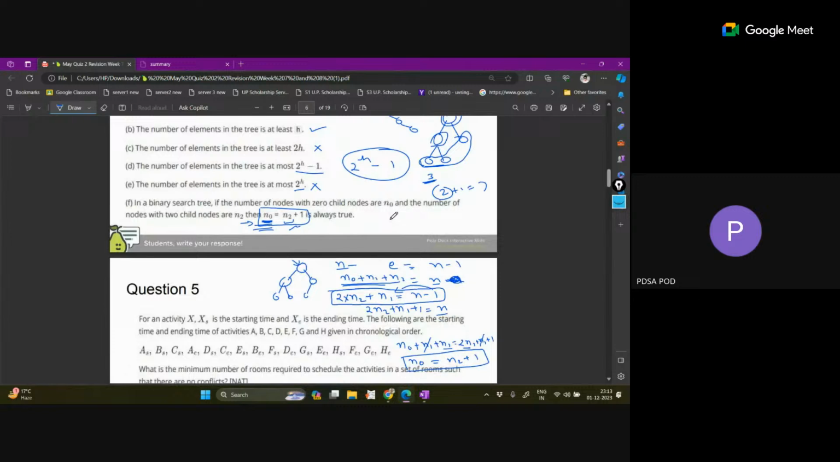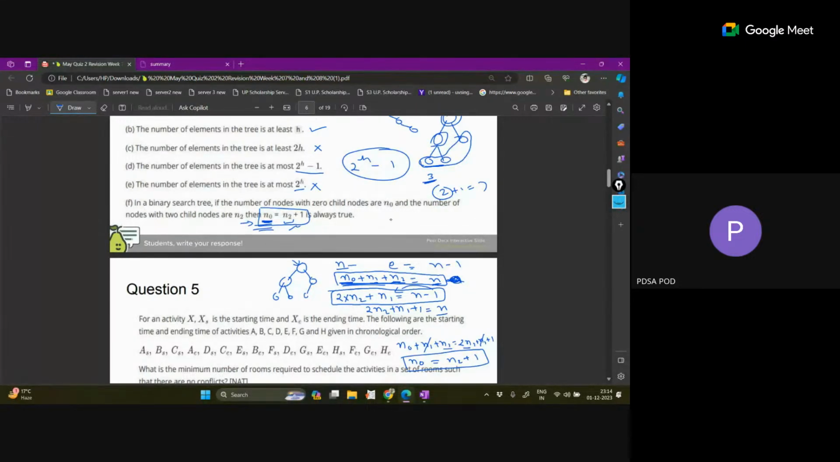So what we can do is consider that in any binary tree, each node may contain 0 children, or 1 child, or 2 children. So these 3 possibilities are there. So we mention n0, the number of nodes with 0 children, n1, the number of nodes with 1 child, and n2, the number of nodes with 2 children. So that should be equal to n, where n is the total number of nodes in the tree. So this is the first equation we have noted down, and we also know that if the number of nodes is n, the number of edges will be n minus 1, one less.